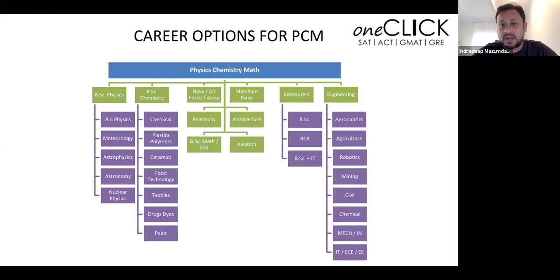They were there, but not really popular, but now they're becoming extremely popular. As an example, from a computer science perspective, you could do either a BSc in computer science, or you could do a Bachelor of Computer Application or a BCA degree, or you could do a Bachelor of Science in Computer Science, but focusing on IT.